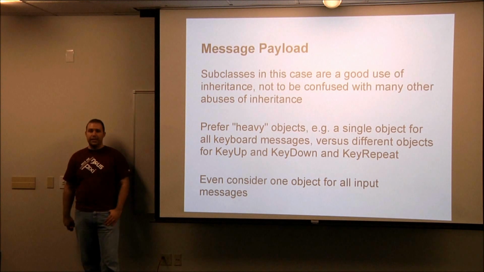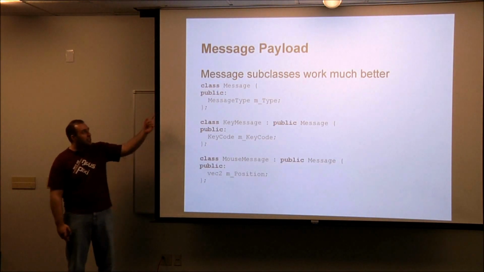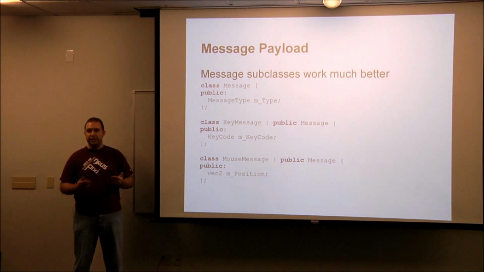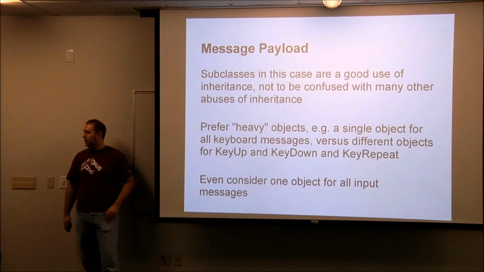You can even just use a single object for all input-related messages. And then the difference there would again be the message type might differ. So we're sending a key message every time, but the message type enum might be key up versus key down. So you can differentiate what exactly this message is about.